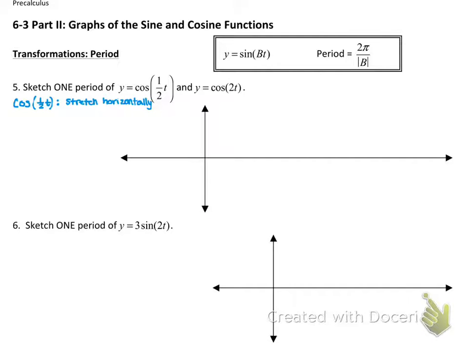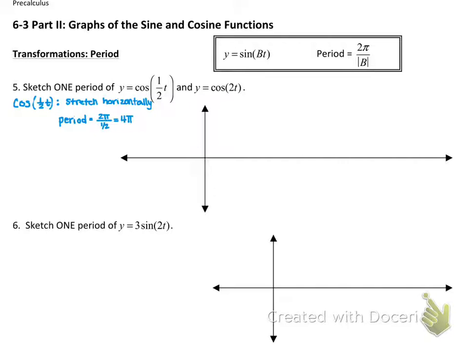So to figure out the period in this situation, as you can see up top in the box, we have the period, which is equal to 2 pi over the absolute value of our change in the period. We call that b. So in this case, we have 1/2, which is going to give us 4 pi.